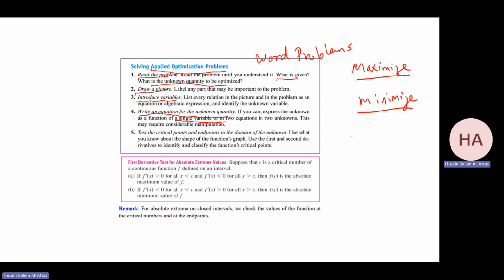But I need to find what? The absolute maximum or absolute minimum in these questions. So I have to maximize, so I am looking for the absolute maximum, not locally. And if I want to minimize, I also want to find the absolute minimum. Okay. Now, how do we find the absolute minimum and absolute maximum in general?